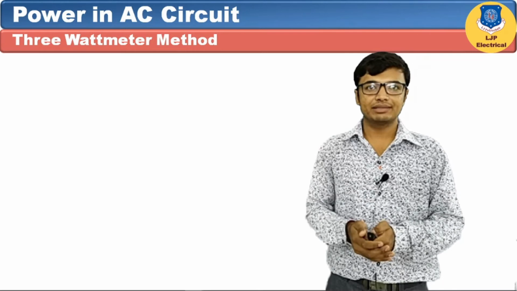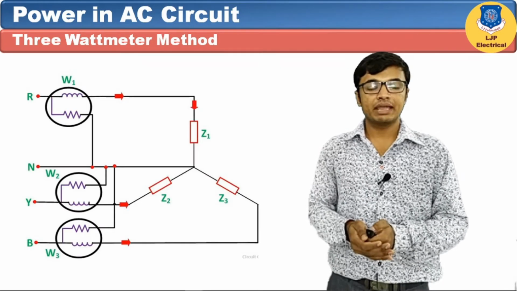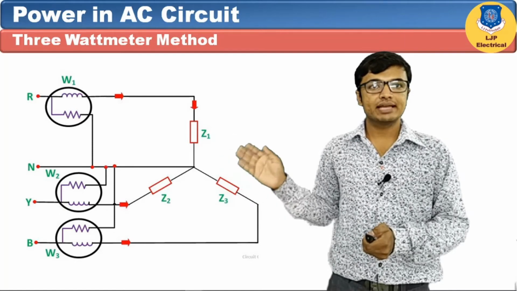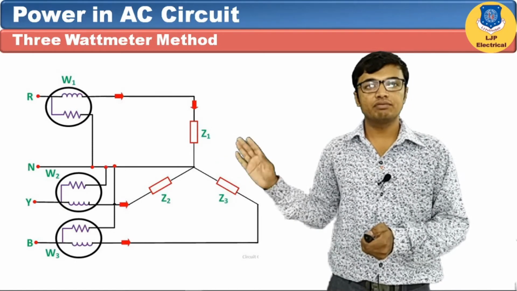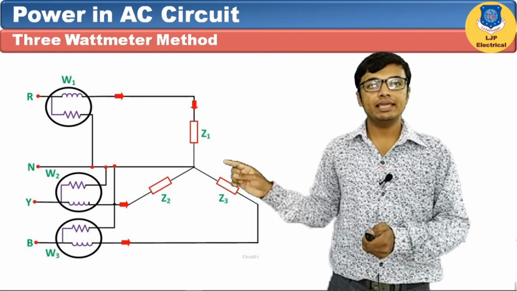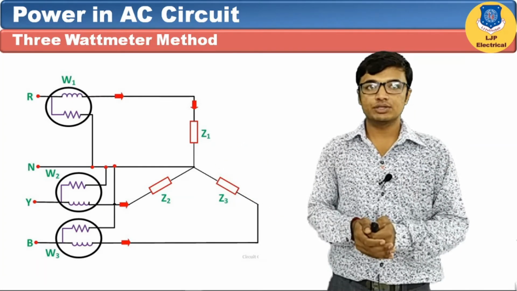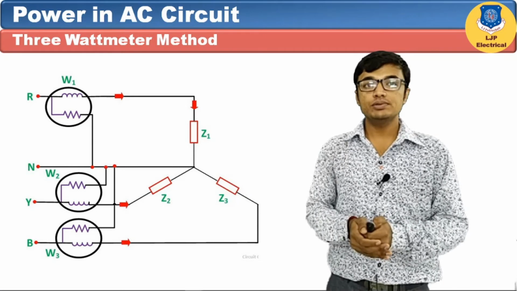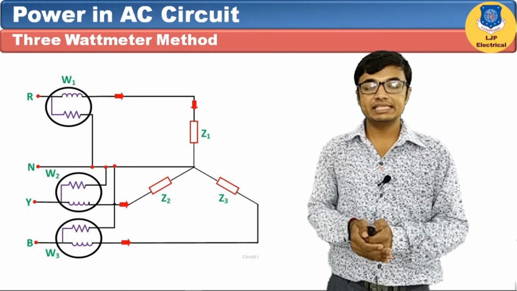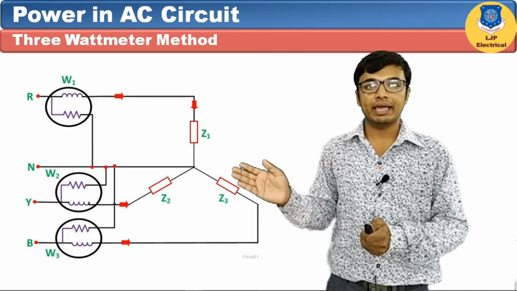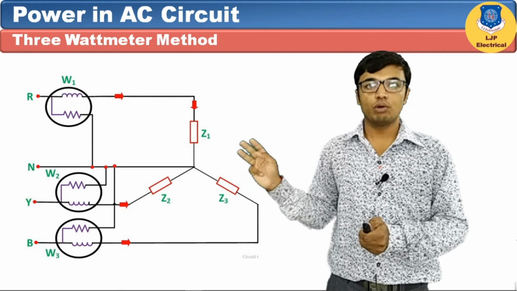Let's see 3 wattmeter method. As per this method, we have connected the load in star, that is Z1, Z2, Z3. This connection has 4 wires, that is R, Y, B and one neutral wire, that is N. To measure power using the 3 wattmeter method, the number of wattmeters is equal to the total number of wires minus 1. So here having 4 wires, we have used 3 wattmeters.